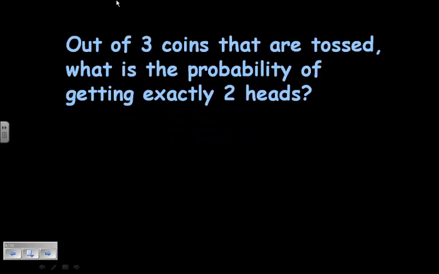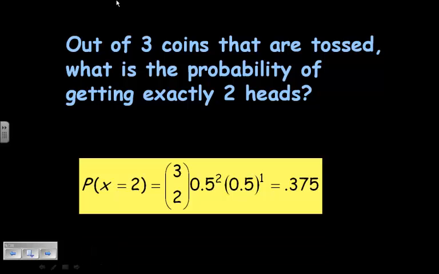Alright, so to tackle the problem we just did using this formula: out of 3 coins that are tossed, what's the probability of getting exactly 2 heads? So the probability that x equals 2, 2 heads, would equal 3 choose 2, there's 3 coins, we're choosing 2 of them, times the probability of a head is 50%, so 0.5 to the 2, times the probability of a tail would also be 50%, and we want one of those. Multiply all that together, 0.375. Exact same answer we got when we were able to write it all out. This formula is very handy because you're not going to be dealing with something as simple as 3 coins. You might be dealing with something like 12 coins, in which case writing out the distribution is just not feasible.